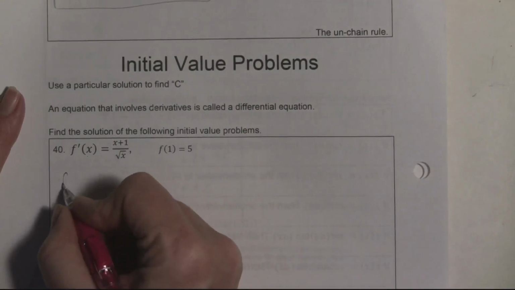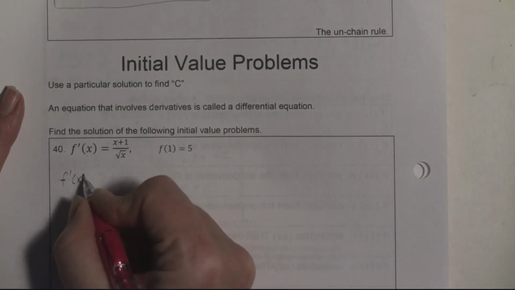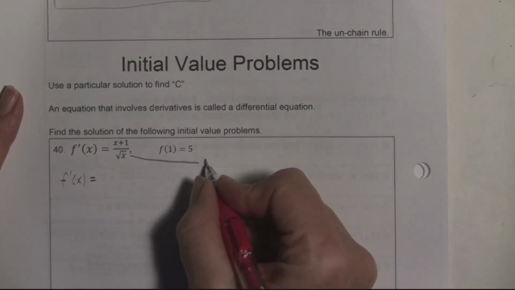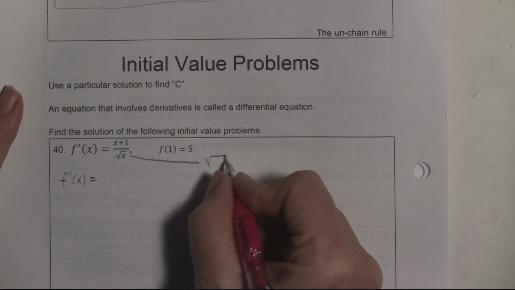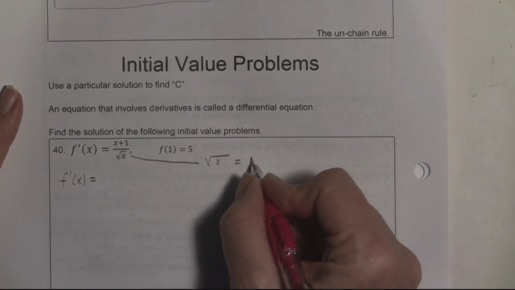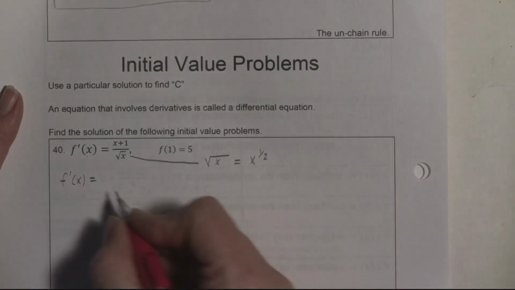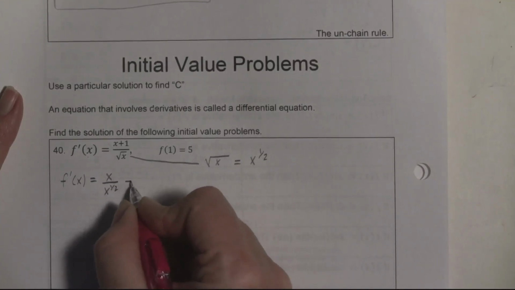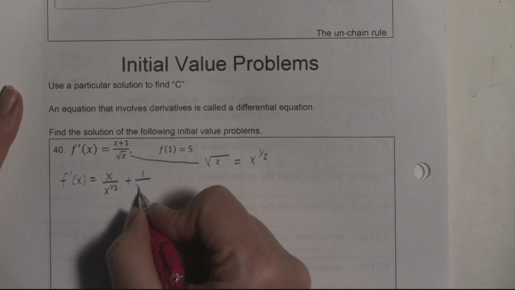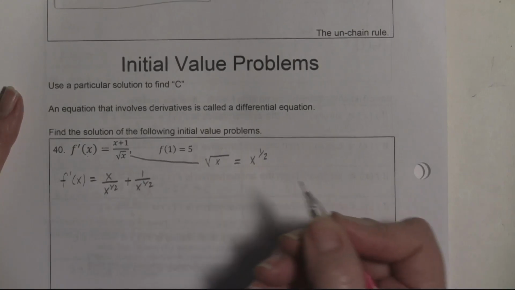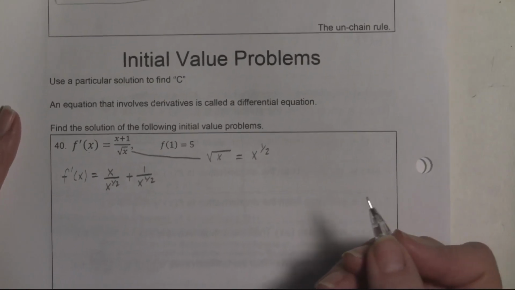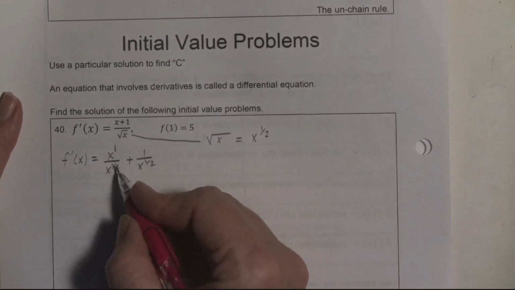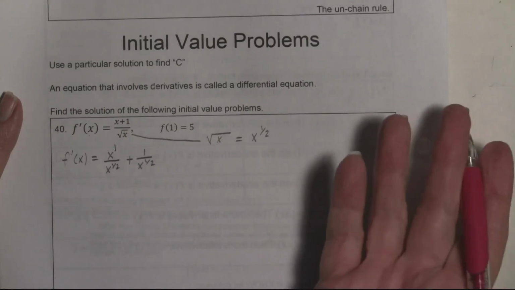So I have not found the antiderivative yet. All I'm doing is making it look like I can. Now, don't forget that the square root of x is equal to x to the 1/2. So this becomes x over x to the 1/2 plus 1 over x to the 1/2. So when you have a monomial, you can divide the pieces. And remember, the exponent here is 1, and 1 take away 1/2 is 1/2.